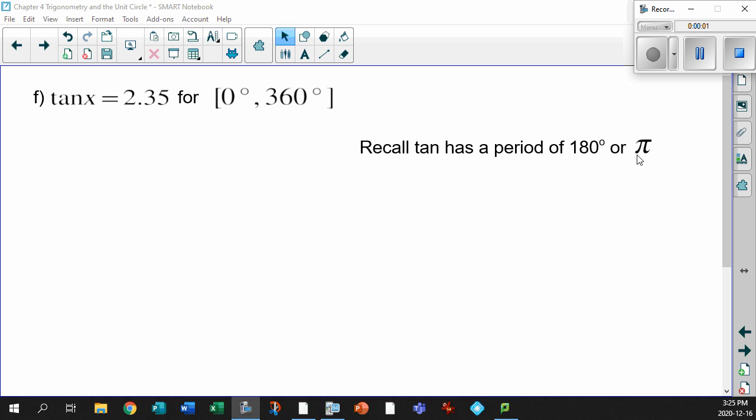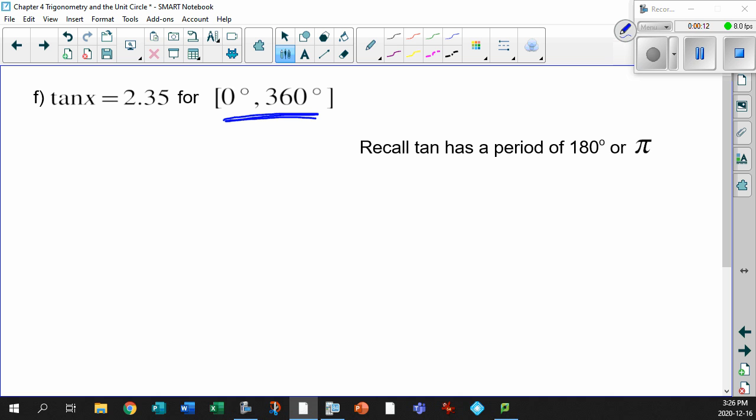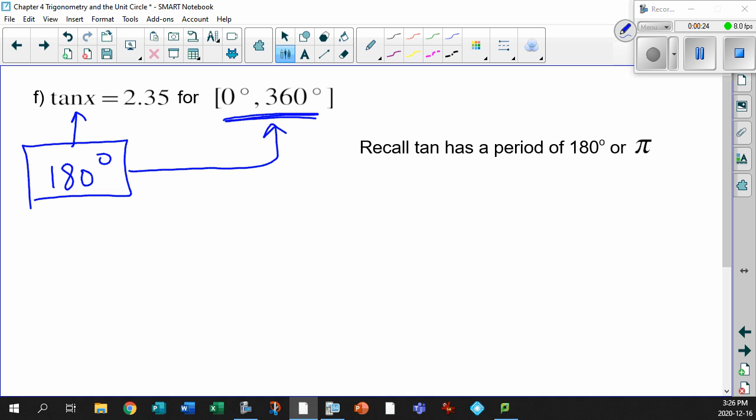I'm just throwing the weirdest questions at you, the weirdest ones that I can find. Look at this one. This one says tan x is equal to 2.35, and we're talking about degrees now. So we're going to have to flip our calculator back to degrees. But one thing that's very, very important about tan is don't forget tan has a period of 180 degrees. That's its period. So we're actually looking for the answer over 2 cycles.